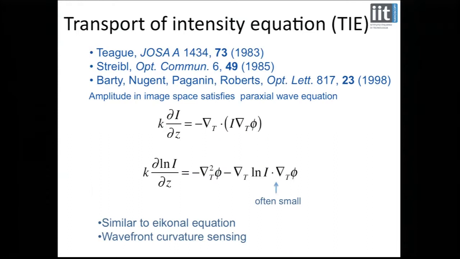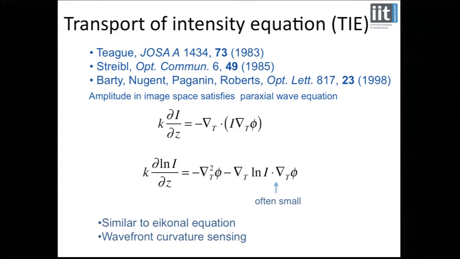Now I'm going on to the transport of intensity equation. This is related to the defocus. It was shown that, as light propagates, and this first seems very, very surprising, you can get the phase information by looking at the intensity of the light as it propagates. This is what's called the transport of intensity equation. It says that the change in intensity along the axis, dI/dz, gives you information about the phase of the object, or phase of the waveform. So if you can measure this, you can actually recover that.